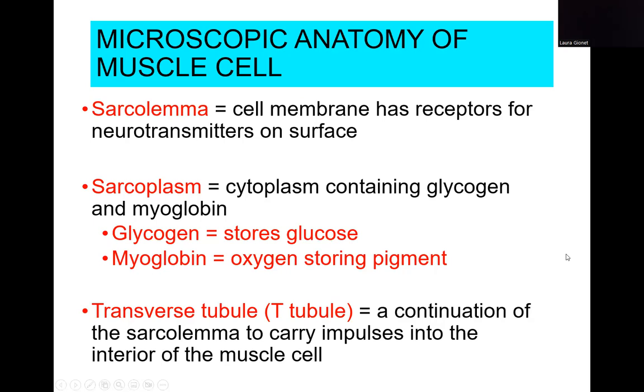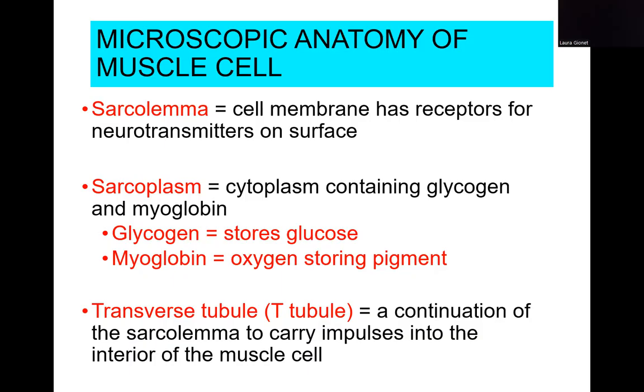Okay, so the microscopic anatomy of a muscle cell. We start with the sarcolemma, because we'll talk about one cell, right? Instead of referring to the plasma membrane of a skeletal muscle fiber as a plasma membrane, it has its own name called a sarcolemma. So it's just a fancy name for a plasma membrane. And of course, it has receptors on the surface for communication between different cells.